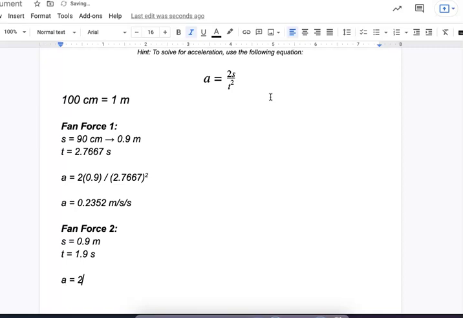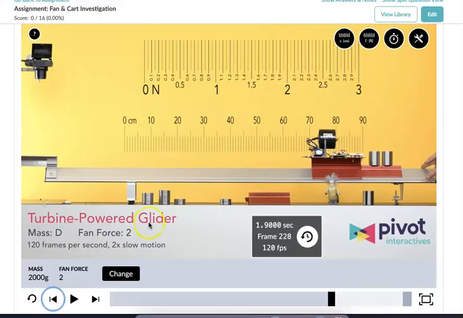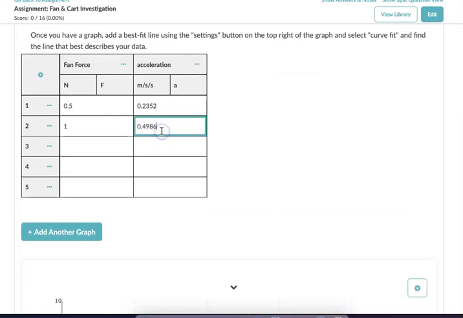Acceleration equals 2 times 0.9 divided by 1.9 squared. Put it in my calculator. You'll need to know how to do this. 2 times 0.9 divided by 1.9 squared. And I get an acceleration equal to 0.4986 meters per second squared. Hey, it's larger because the force is larger. So the acceleration should be larger. So that matches with my kind of intuition. And I put it there.